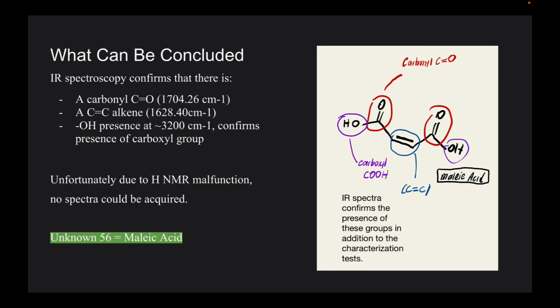Unfortunately, due to the HNMR machine not working, I cannot acquire spectra. However, from the tests alone, I can confirm that my unknown is maleic acid.